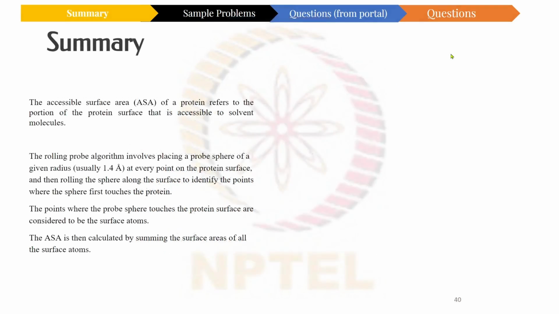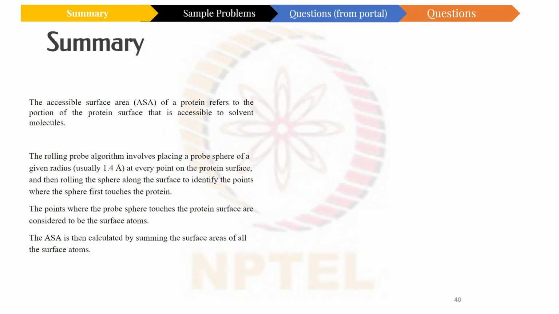Then we have solvent accessible surface area calculation. So this is the portion of the protein surface that is accessible to the solvent molecules. This is important for understanding protein-protein interactions, ligand binding and protein stability. So the calculation of ASA, that is solvent accessible surface area, is typically based on the solvent excluded surface model, which assumes the protein surface is formed by boundaries between the protein and surrounding water molecules.